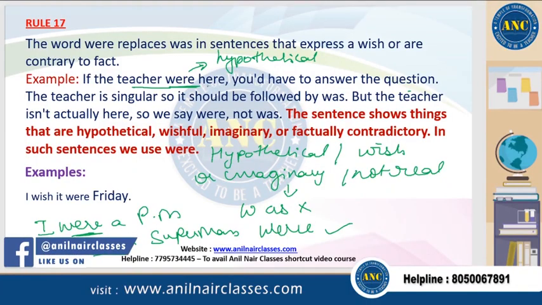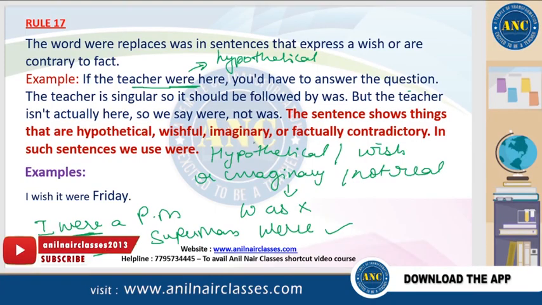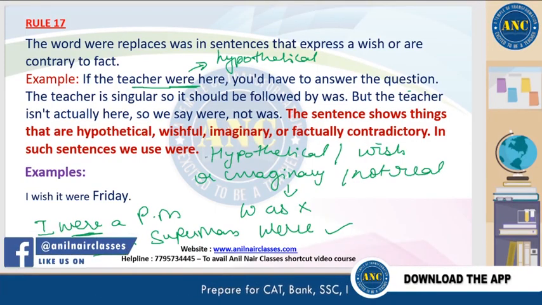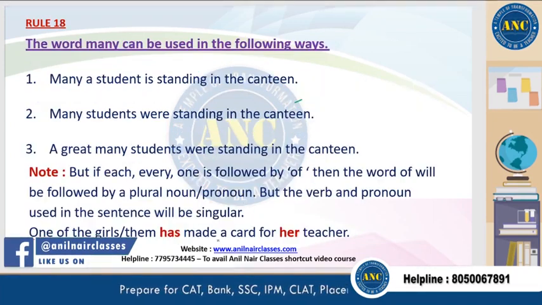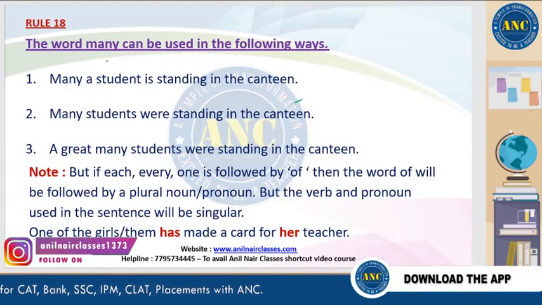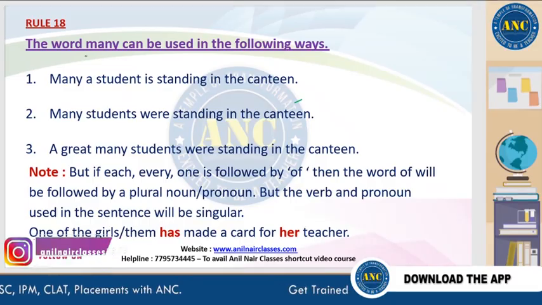That is why, when assumptions or hypothetical situations are there, we use "were". So the sentence shows that the things are hypothetical. We are wishing, imagining, contradicting facts; in such sentences "were" is used. Clear?